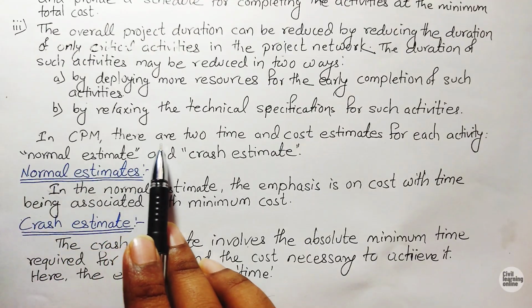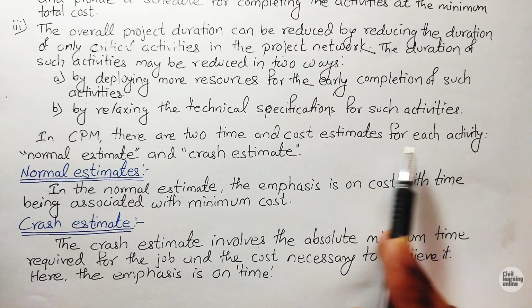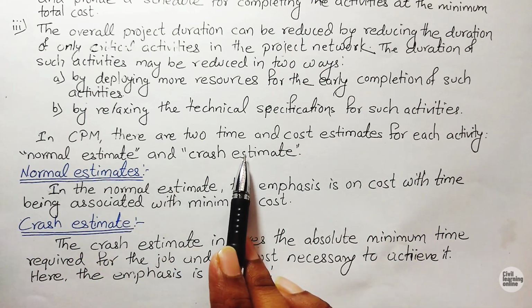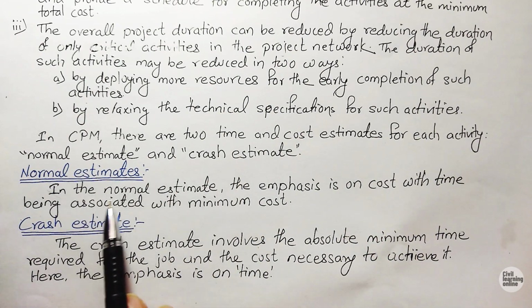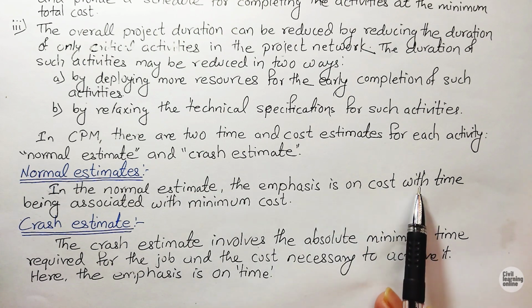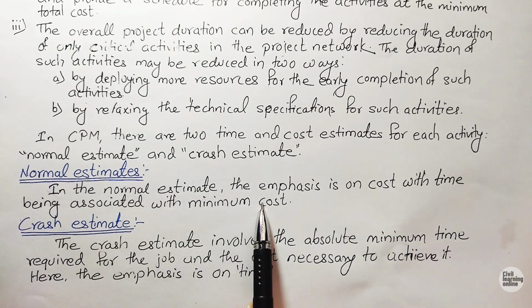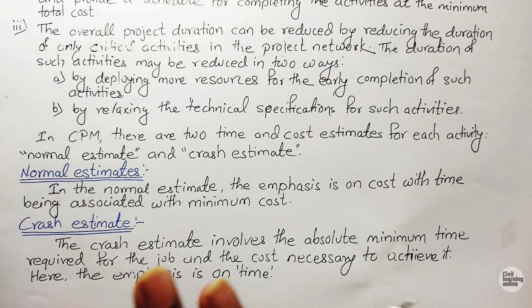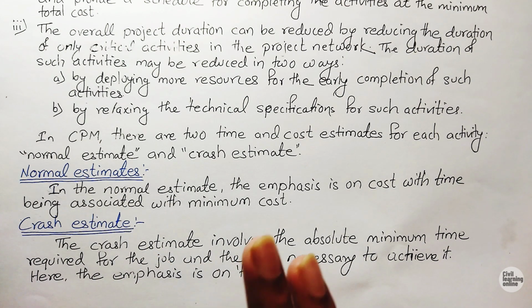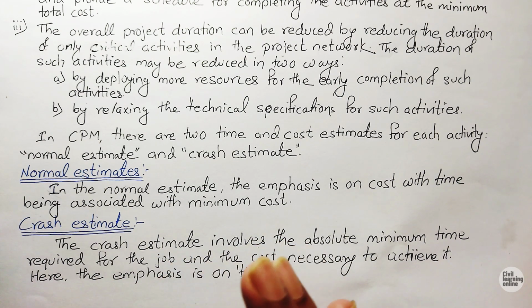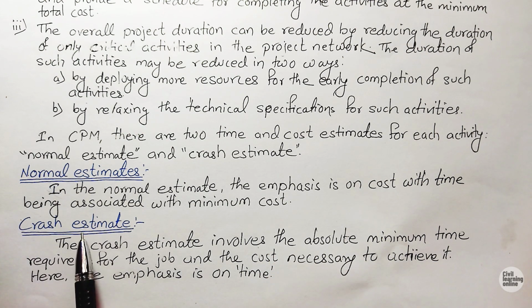In CPM there are two time and cost estimates for each activity: normal estimate and crash estimate. First one is the normal estimate. In the normal estimate, the emphasis is on cost, with time being associated with the minimum cost. Meaning in the normal estimate we do not care about time, whatever the time may be, but we have to save cost. And the second thing is the crash estimate.